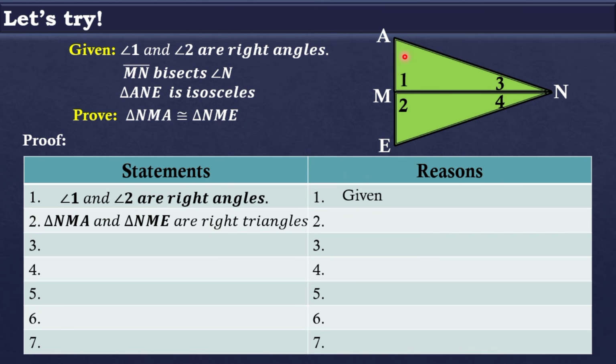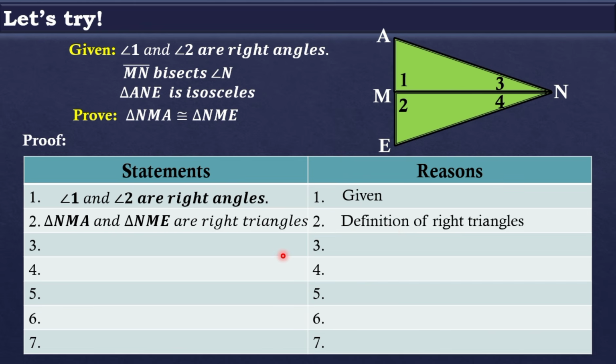Why? So, sabi ko nga, kagaya ng mga previous example natin, pag meron kang right angle, automatic, that is a right triangle. Okay, ulitin ko. Pag meron kang right angle, automatic, we have a right triangle. So, triangle NMA and triangle NME are right triangles. So, that is by definition of right triangles.